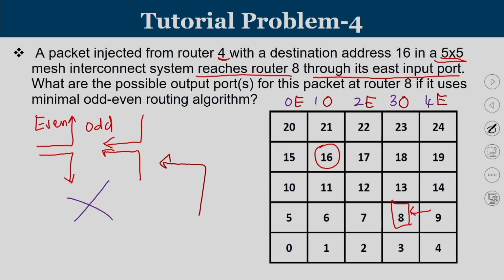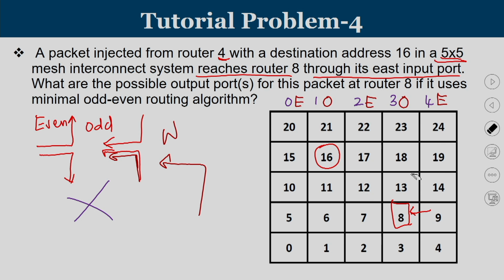So if the packet is moving anywhere towards the north direction, to reach 16, it has to travel towards west. Somewhere in 13 or somewhere in 18, it has to take a west. Traveling on north direction, shifting towards west is prohibited. So these turns will not be permitted in the normal case. So we have to find out some other route.